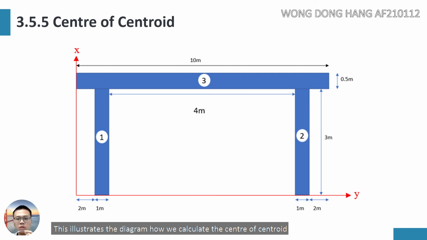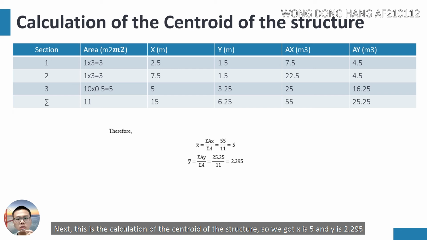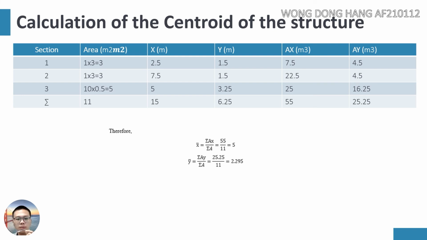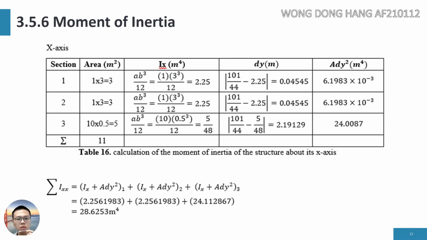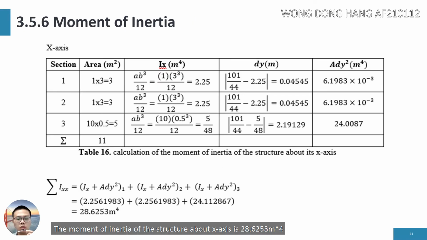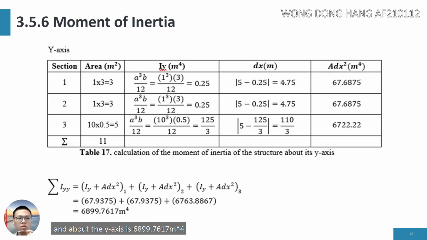This illustrates the diagram of how we calculate the centroid. Next, this is the calculation of the centroid of the structure. So we got x is 5 and y is 2.295. The moment of inertia of the structure about the x-axis is 28.6253 meter to the power of 4, and about the y-axis is 6,899.7617 meter to the power of 4.